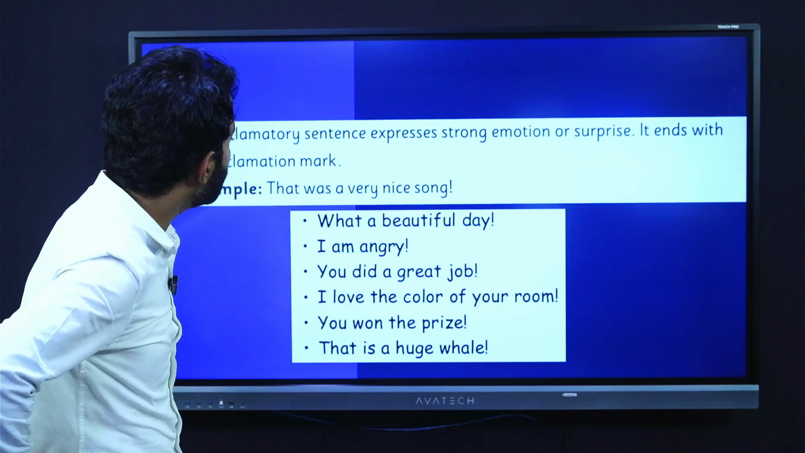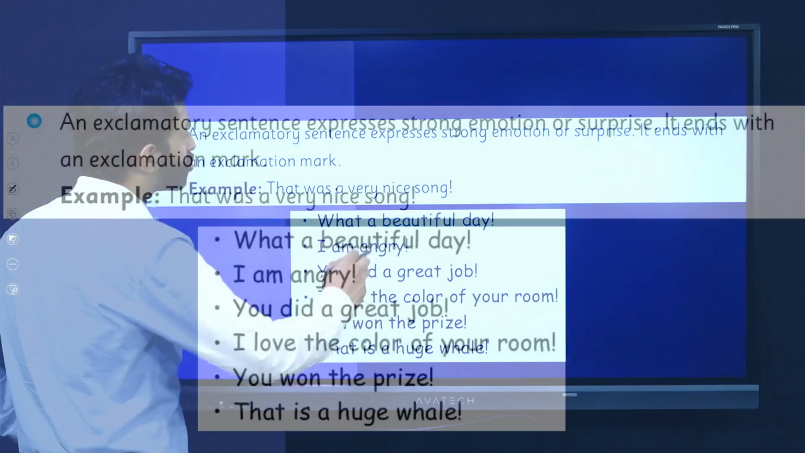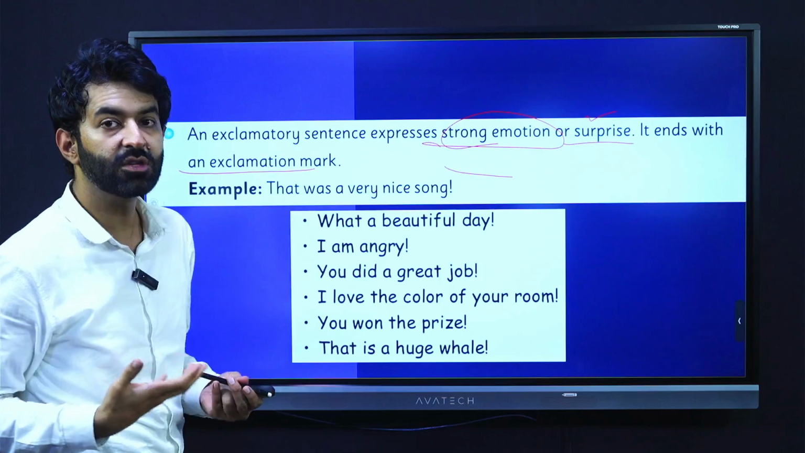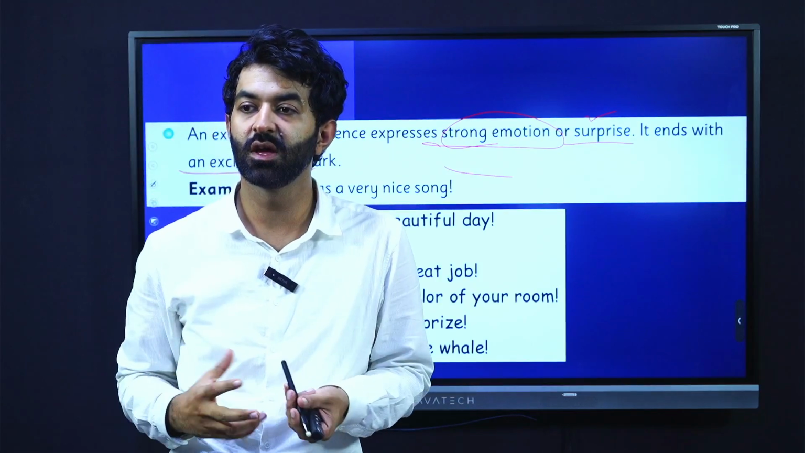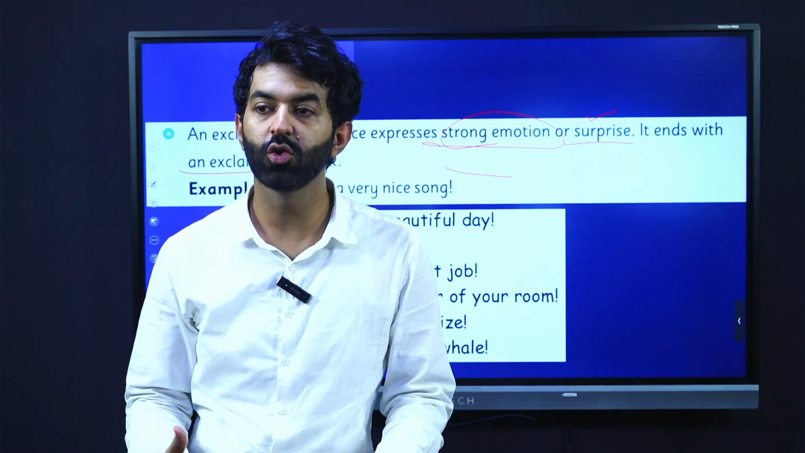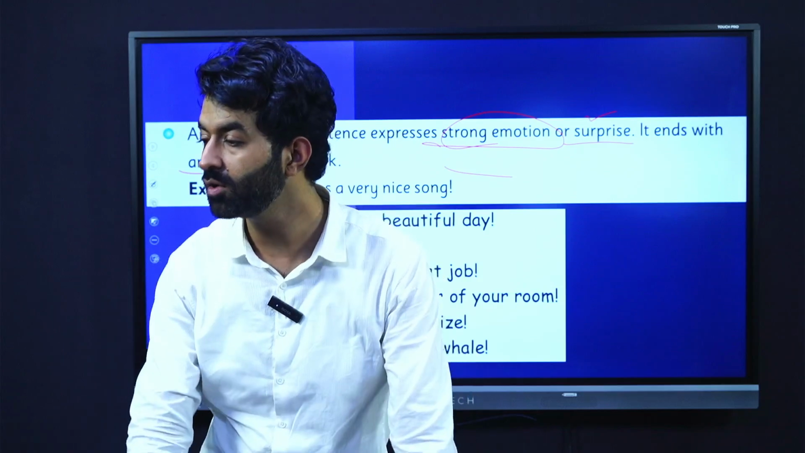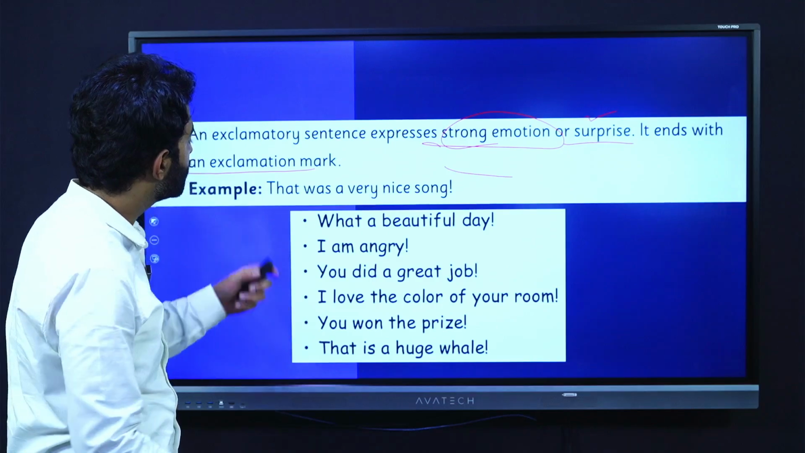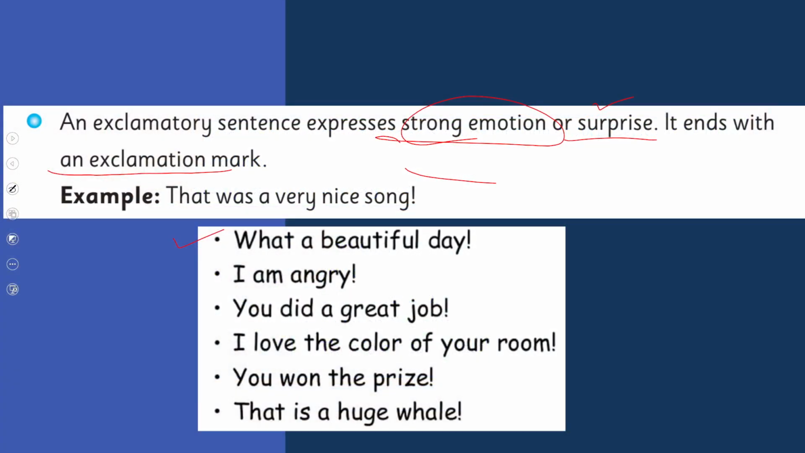Now, exclamatory sentences express strong emotions and surprise. It ends with an exclamation mark. So when you are expressing strong feelings, emotions, when you are saying something in excitement, out of surprise, you use what kind of sentences? Exclamatory sentences, right? Like if you say, what a beautiful day.